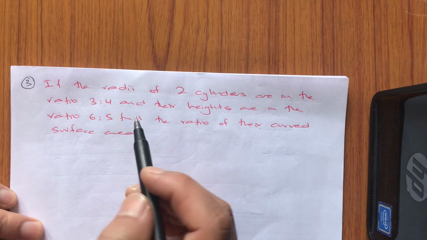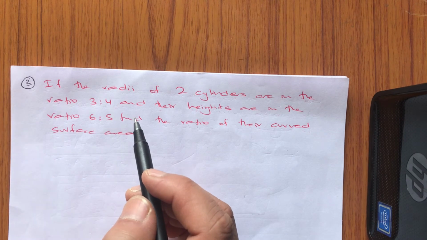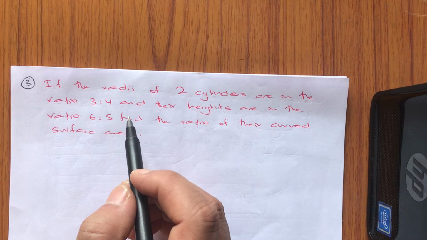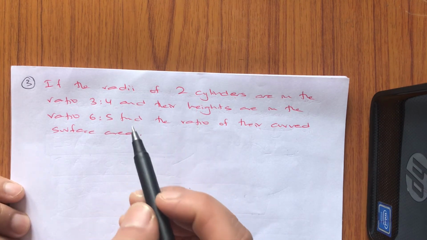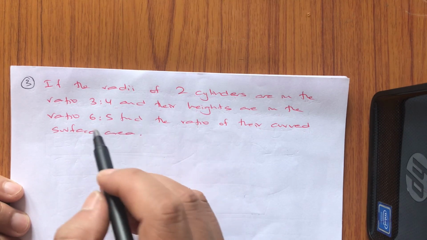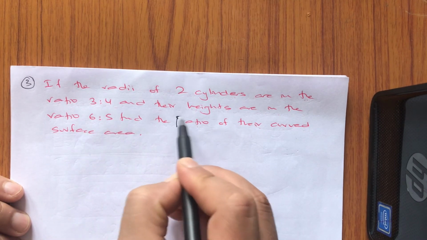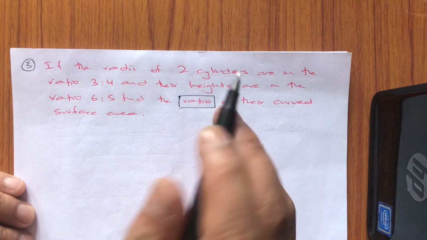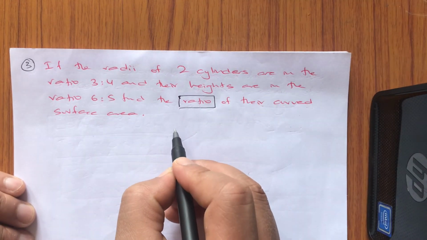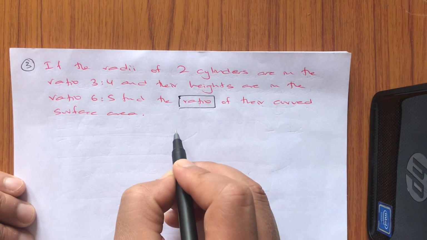Okay, so let's try another. Let's try a ratio sum now. Let's move on to another one. So they are saying that the radius of two cylinders... Now whenever the question says something related to a ratio, it's always advisable you make columns. That would be the best. It's not compulsory, but that's the best way.